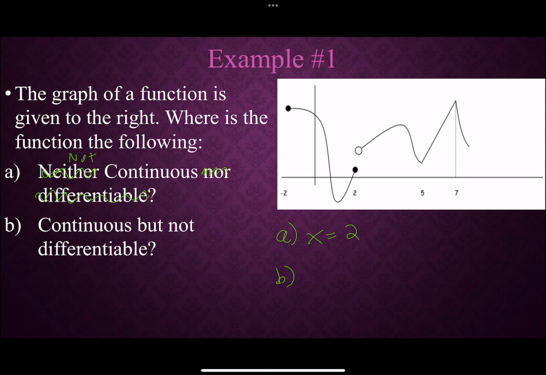For part B, where is it continuous but not differentiable? Well, that's where we're looking for sharp corners, vertical tangents, things like that. And that's occurring at x equals 5 and 7. We've got a sharp turn right there and a sharp turn right there. So those would both be locations where it is clearly continuous, but it's not differentiable. All right, so those are generally the two types of questions you'll see with differentiability from a graph. The two parts to it: where is it not continuous, and then where is it continuous but not differentiable?